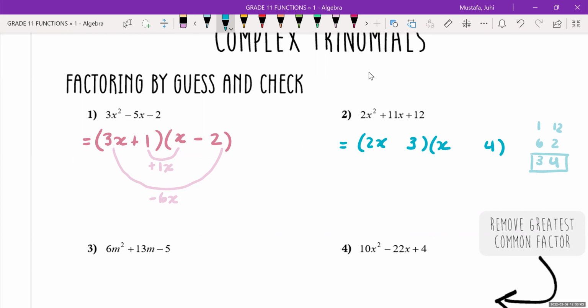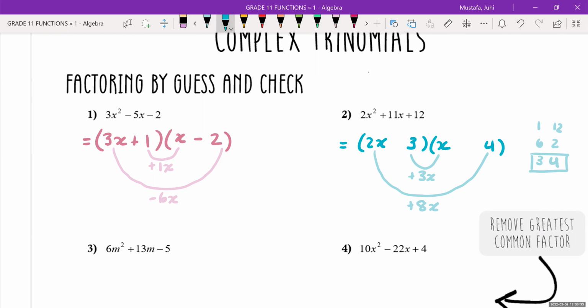Okay, we're going to do the double smiley. So we're going to make a smiley face here, and then a smiley face there. I'm going to multiply whatever is at the end of my smiley face. So 3 times x is 3x. 2x times 4 is 8x. Can I add or subtract an 8 and a 3 to give me the middle term of 11? I can. I can make this a positive and I can make this a positive.